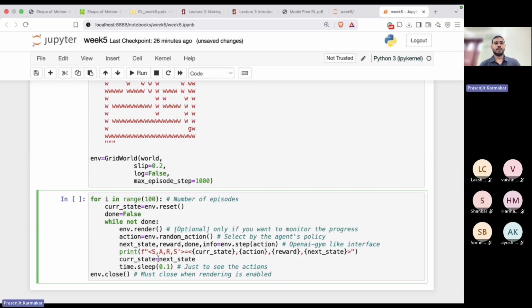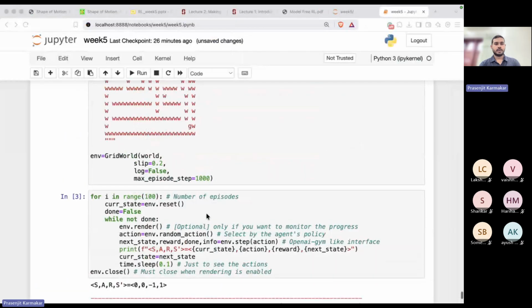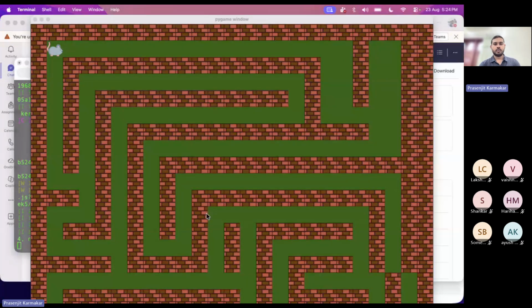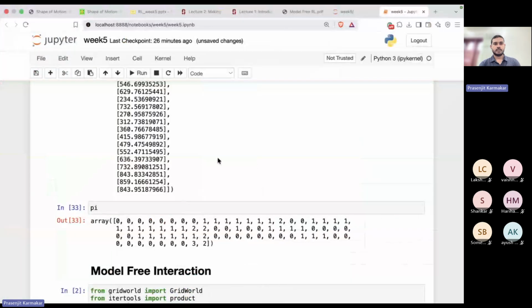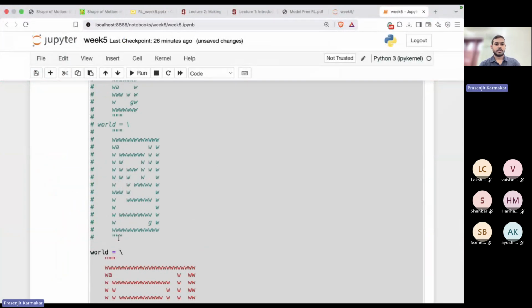Oh, what happened? Time is not important. And also, this is too big of an environment, right? So let's just not have that big of an environment. Set this one.